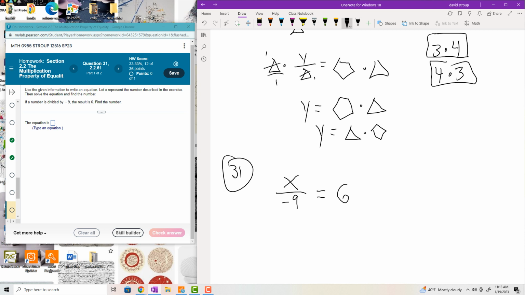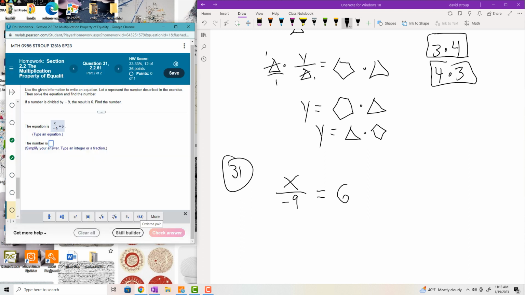Okay. So first they want you to type the equation in there. So I'm going to write x divided by -9 equals 6. And then check that. Yay. And then what the heck is the number, guy? So I'm going to go ahead and multiply both sides by -9.